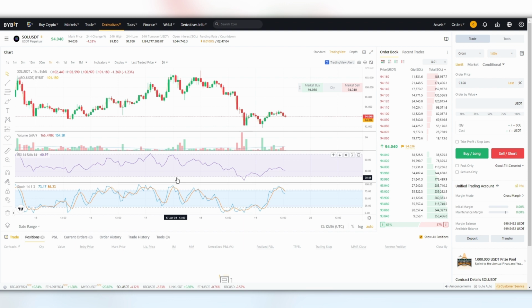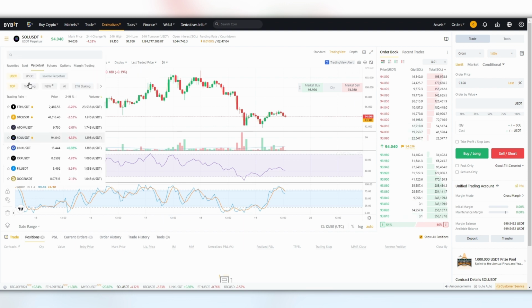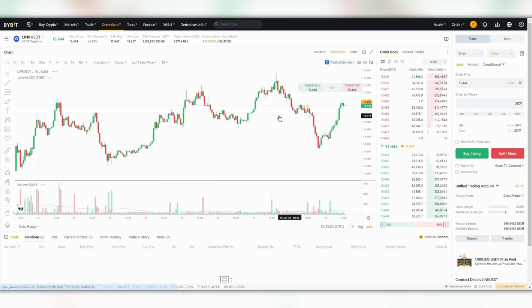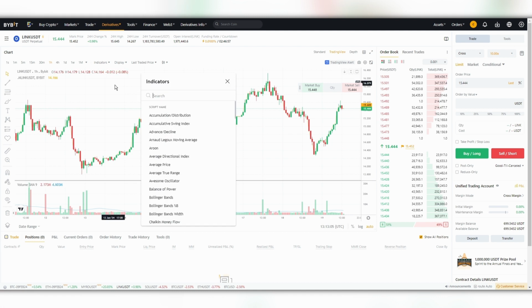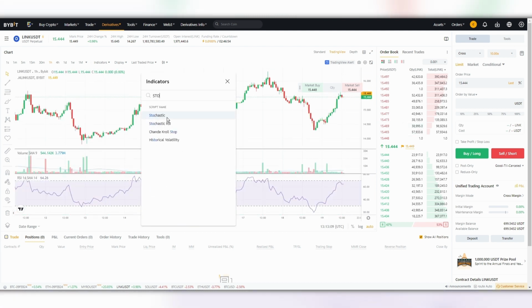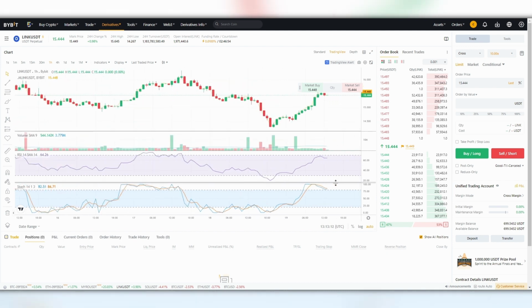These are the most simple, basic indicators, in my understanding. Let's take some other coin. Let's see the USDT link with the same values. So the same thing: we turn off the indicators, write RSI and write stochastic.